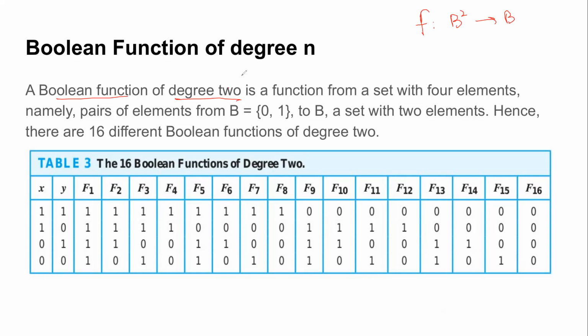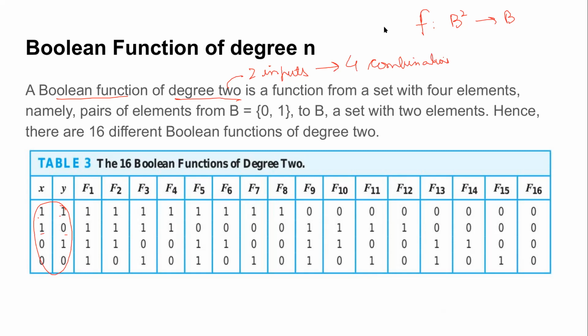If the function is of degree 2, how many possible input combinations do I have? Degree 2 means 2 inputs, right? But how many possible combinations will there be for 2 inputs? Excellent. There will be 4 possible combinations, which you can see here: 1 1, 1 0, 0 1, 0 0. Now we want to see how many possible Boolean functions can be there which are of degree 2. How do we determine that?